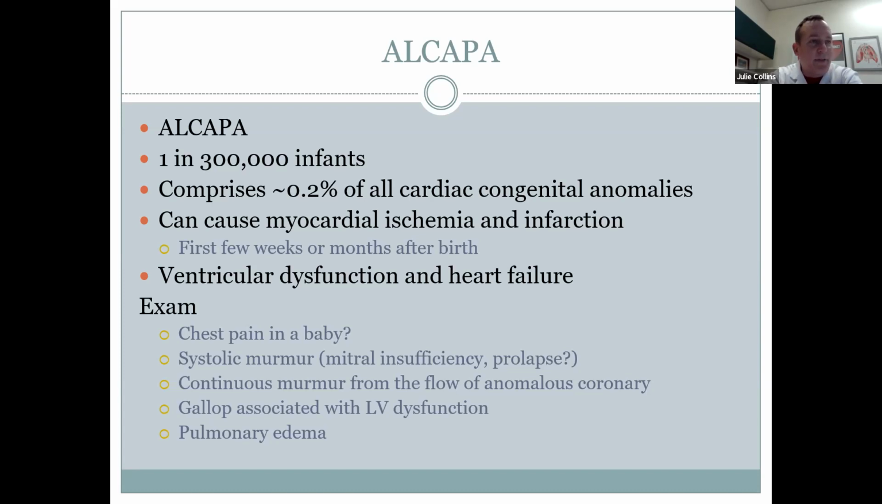So ultimately a cath is what's going to verify it. You may see a patient may have systolic murmurs, a continuous murmur from the flow of the anomalous coronary artery. There could be a gallop associated with the LV dysfunction that's happening. You can have pulmonary edema, but it's pretty amazing that someone born with an anomalous left coronary can actually go into their teenage years before really being fully diagnosed.